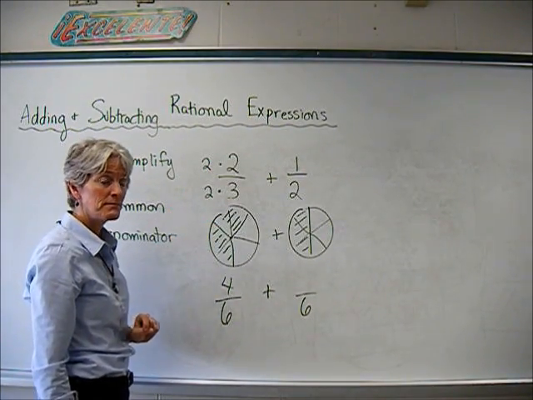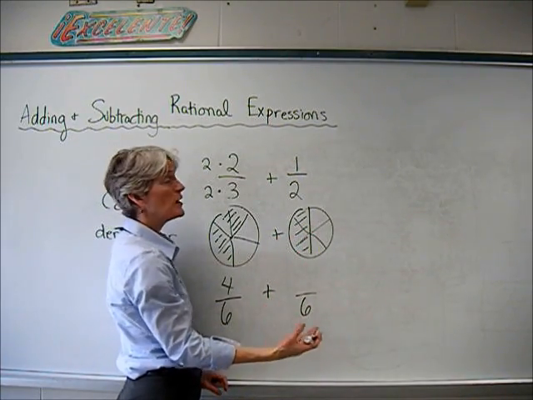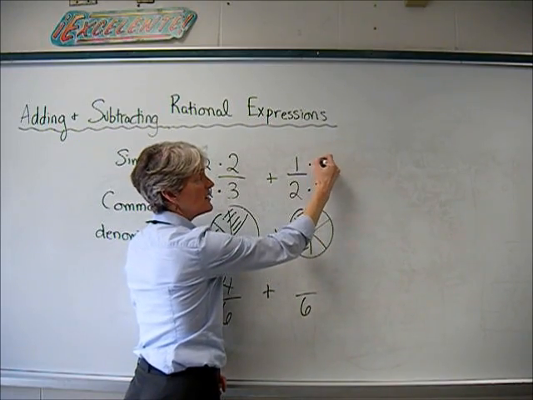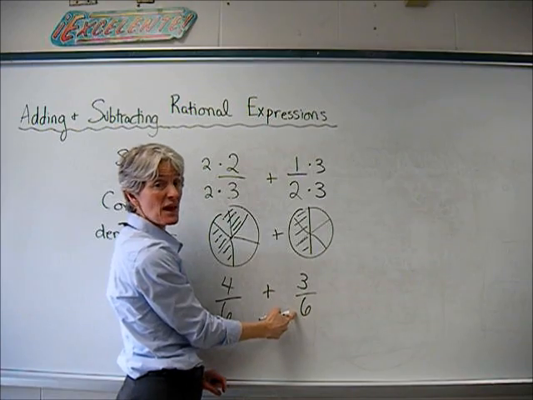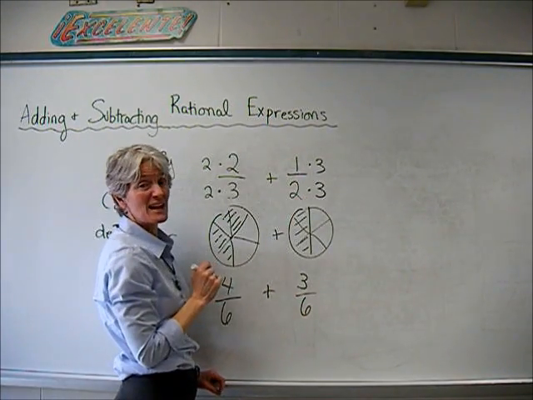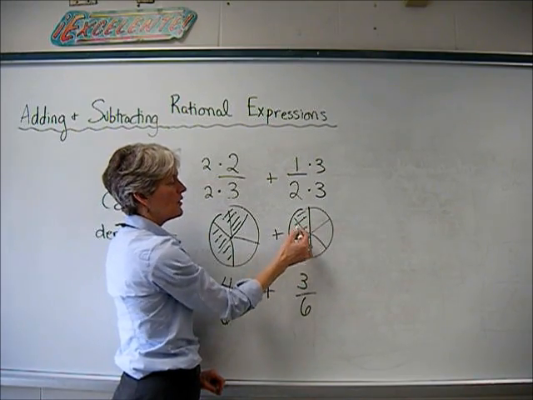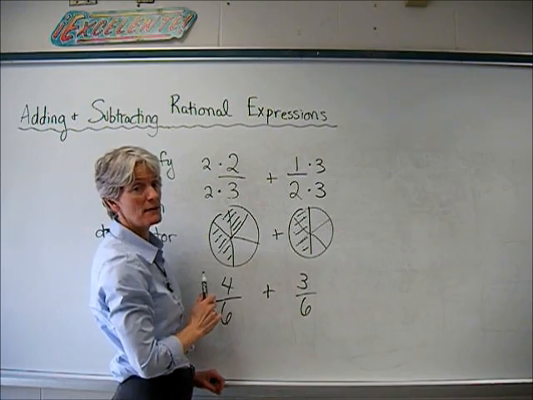Right? So let's look here. How do I turn a 2 into a 6? Oh, I multiply it by 3. Whatever you do to the denominator, you do to the numerator. 3/6, I think you'll agree, is exactly the same as 1/2. Right? You have half a piece of pie. Half of a pie is the same as 3/6 of a pie.